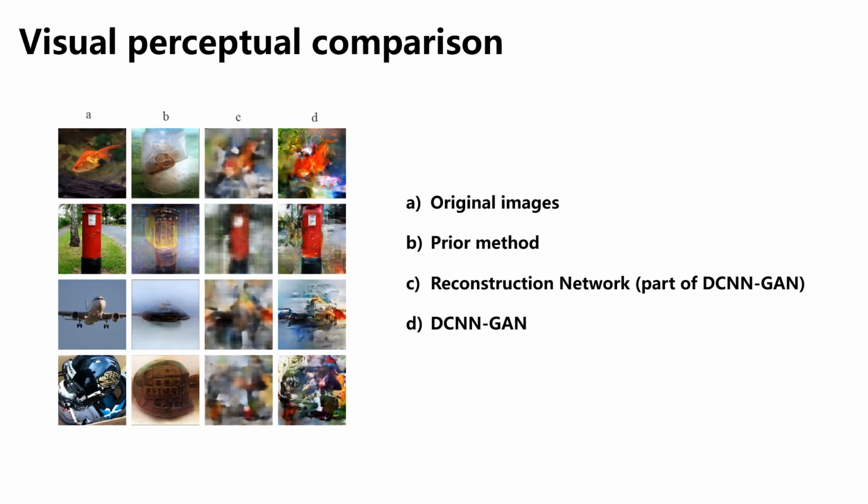Here is the result of our visual perceptual comparisons. These 4 columns of images, from left to right, are correspondingly the original images, output of prior method, reconstruction network R, and DCNN-GAN. Prior method and reconstruction network have successfully captured the shape of the original images, but they sacrificed texture information. It mainly results from the fact that fMRI data is noisy and lacking meaningful high-frequency signals.